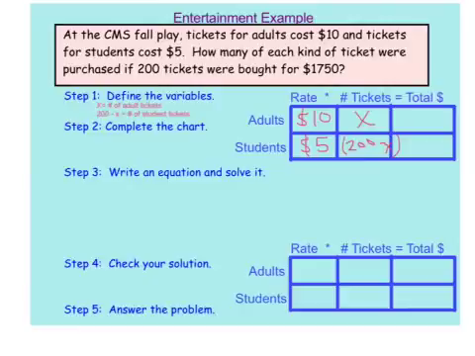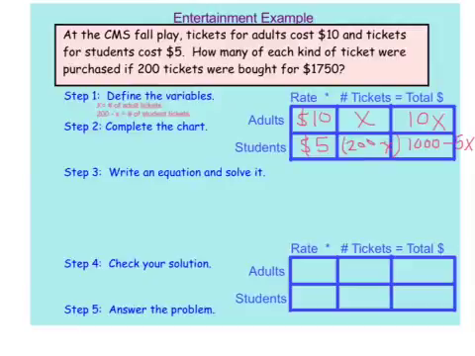To find the total, multiply rate times number of tickets. So for adults, that's pretty easy. It's just 10 times x, or 10x. For the student tickets, you have to distribute 5 to 200, and 5 times 200 is 1,000, and then minus 5 times x, and that's 5x.